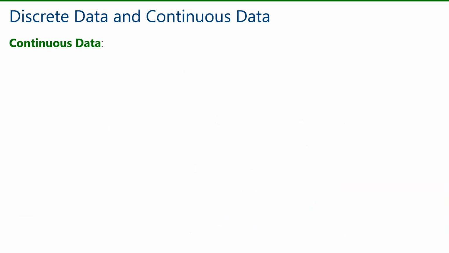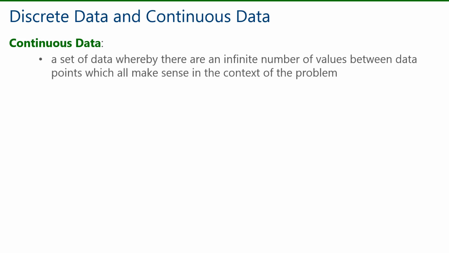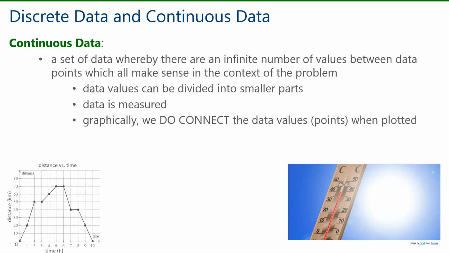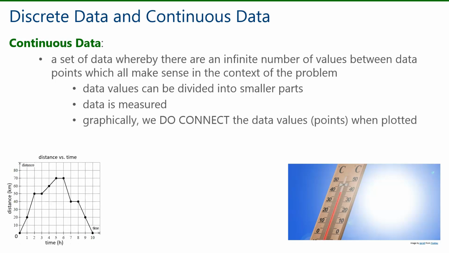What about continuous data? Well, this is data where there are an infinite number of values between data points, which all make sense in the context of the problem. The data values can be divided into smaller parts. The data tends to be measured. Graphically, we do connect the data values or the points when plotted, and it makes perfect sense.